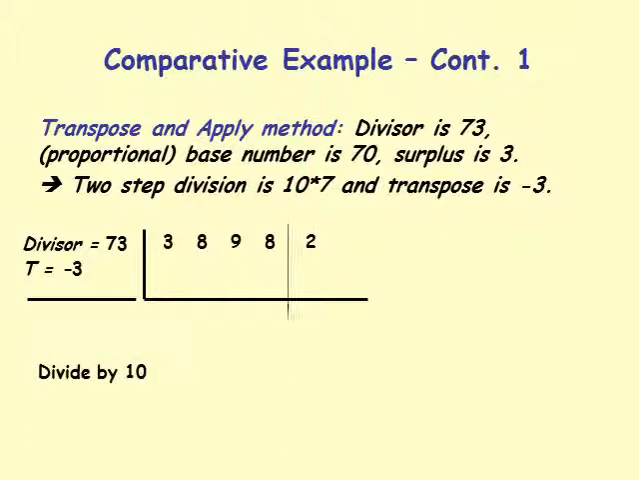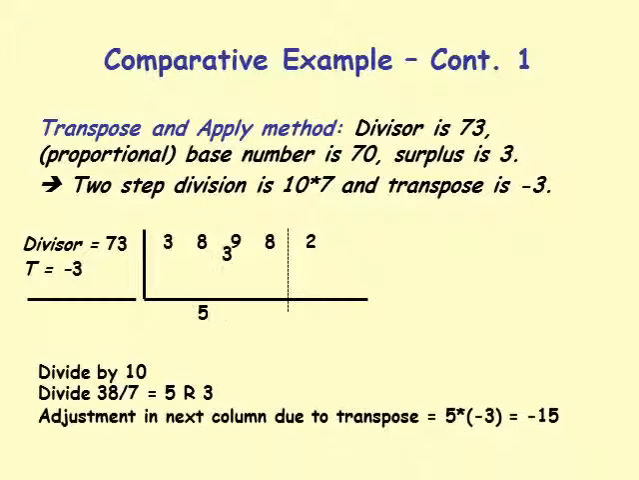First we divide by 10, the first division. Then next we do the second division: 38 divided by 7 is 5, remainder 3. So we got 5, remainder 3. Now in the next column we have 39 plus an adjustment because of this quotient 5 and surplus minus 3. The adjustment in the next column due to transpose is 5 times minus 3, which is minus 15. So 39 minus 15 is 20.